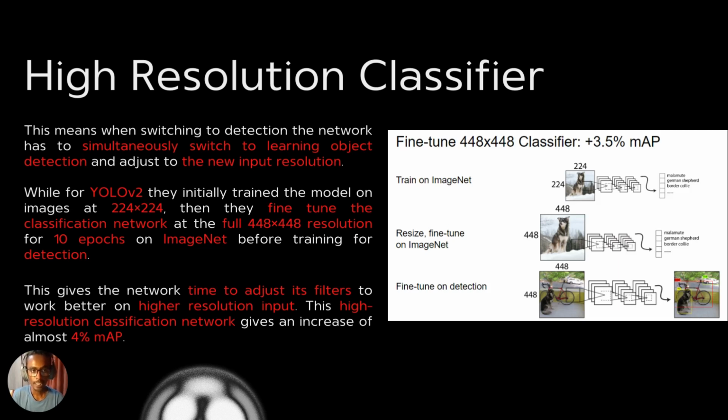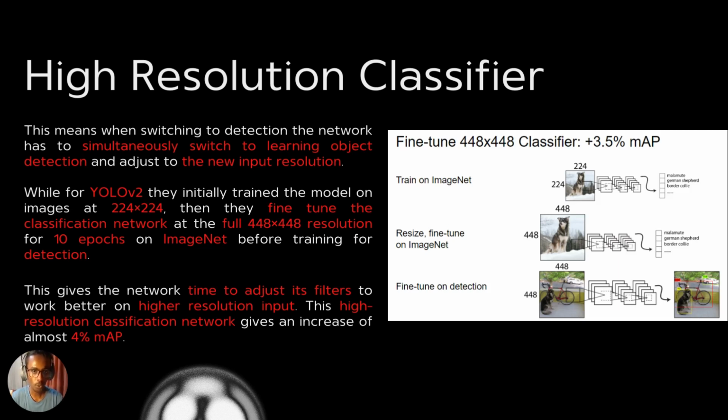So on YOLO v1, they trained the model using the input resolution of 224, and then they trained the model again using the 448 input resolution for detection. But here they trained for classification using the input resolution 224. Then the full 448 was trained for 10 epochs on ImageNet before training for detection.